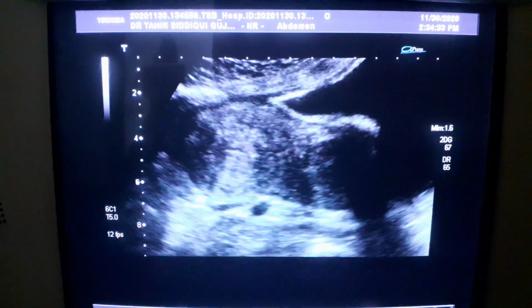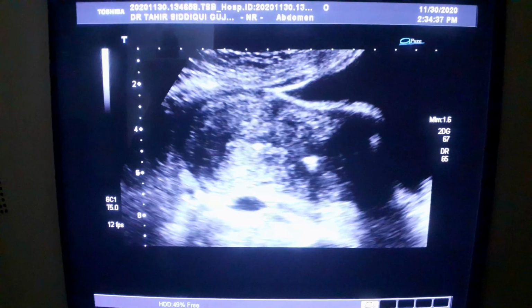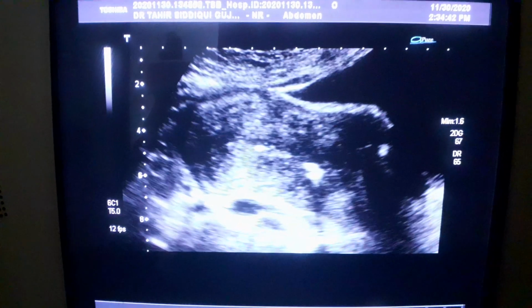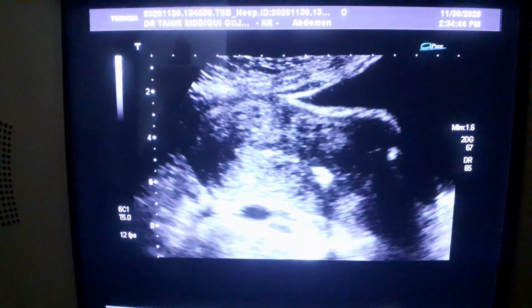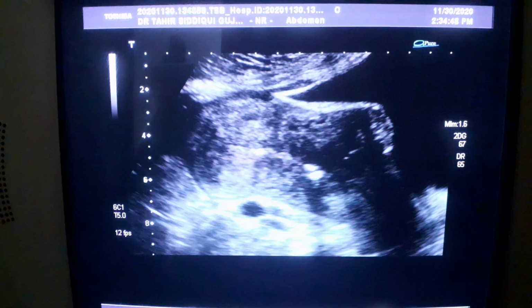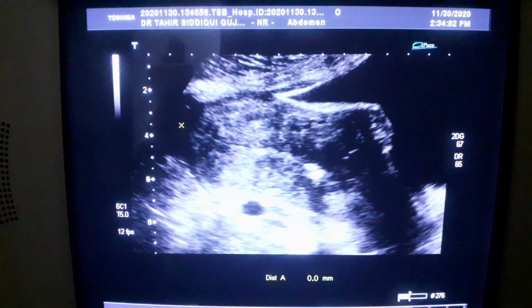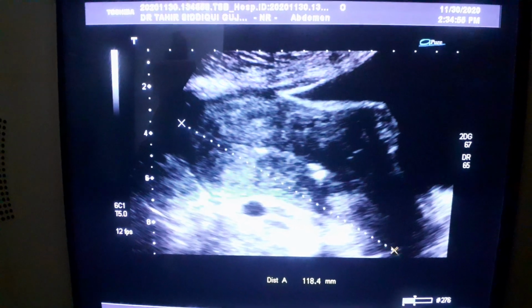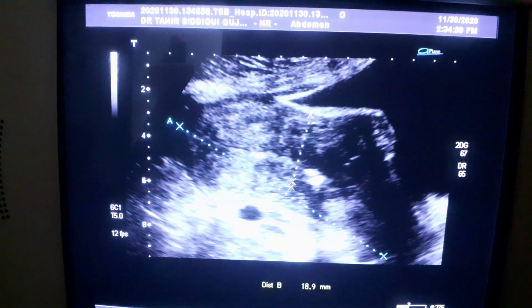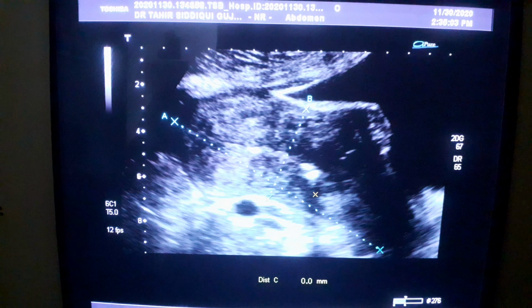This is an ultrasound of a female who had a D&C 2 months back. Then again she had a D&C a few days back, after the first one. And now see, this is the uterus in longitudinal section. This one is measuring 11.2 centimeter in length and 4.3 centimeter in anterior posterior diameter.